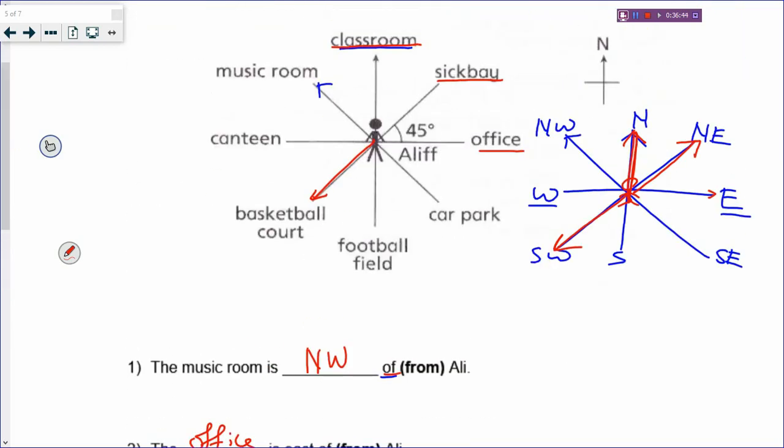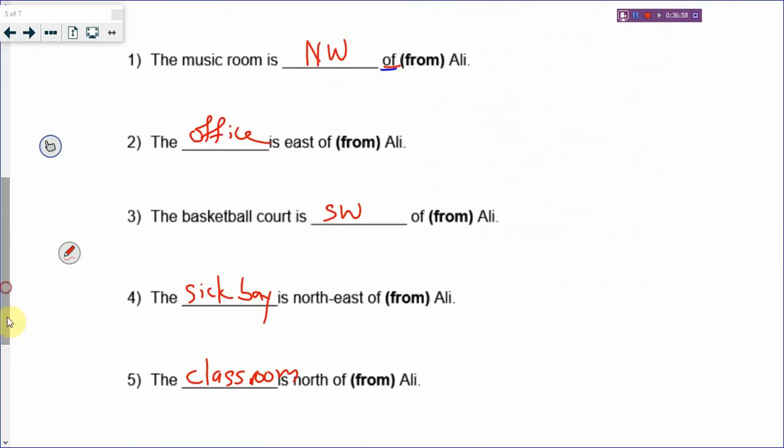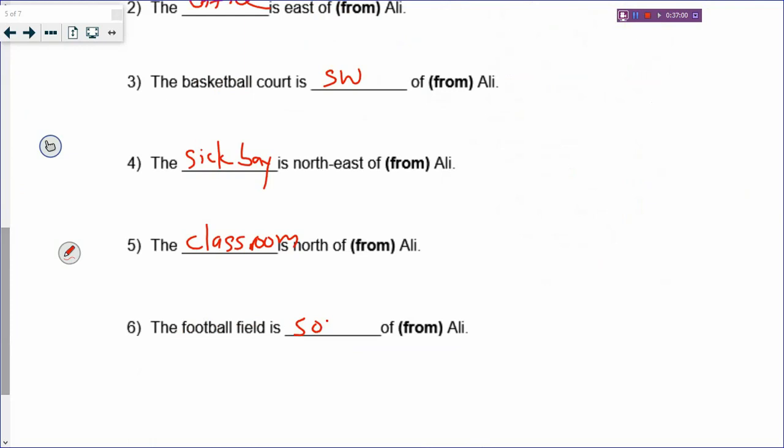Now the football field is what from Ali? You look at the football field and he wants to go to the football field. From Ali's position, which direction must he go? He must go in the south direction. So the football field is south from Ali. That's how you interpret the word "of" when finding directions.